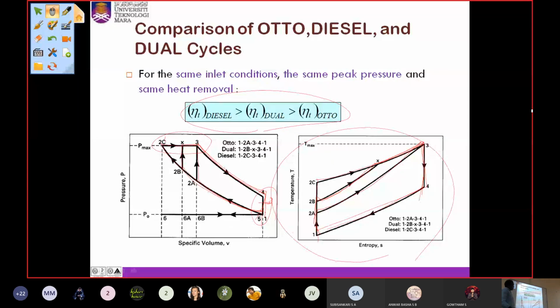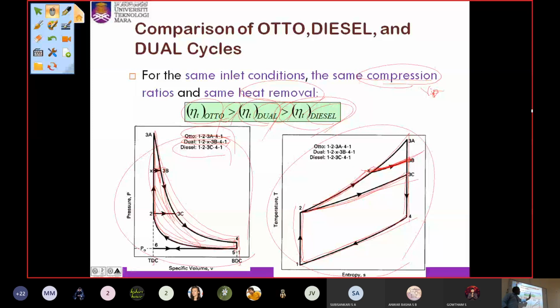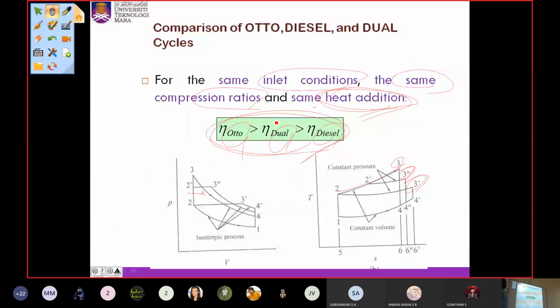The first process also has heat rejection, but the order is like this: auto, dual, diesel. But here we change the condition: heat addition, there heat rejection. But the PV diagram and TS diagram will change. So we can compare the PV diagram. So this is your first auto cycle.